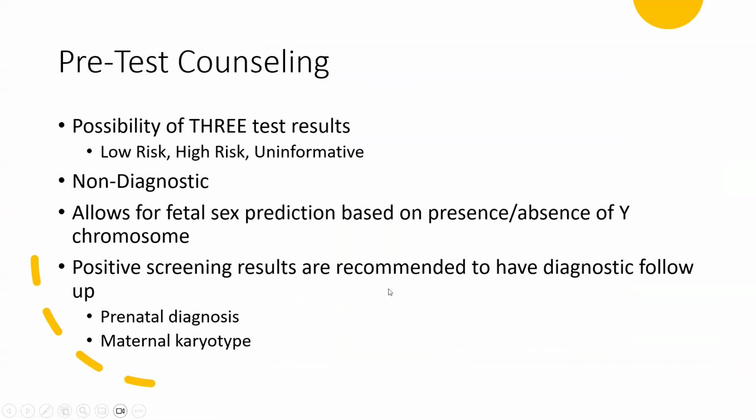All right, so when we are prepping our patients for this type of test, I like to tell them that we have a possibility of 3 results. We can get a low risk, a high risk, or an uninformative. That uninformative includes the possibility of a low fetal fraction or an atypical finding, which I'll talk about in a second. I highlight that this is not diagnostic or comprehensive. It's just looking at 5 of our 23 chromosomes, that it does allow for fetal sex prediction based on the presence or absence of the Y chromosome.